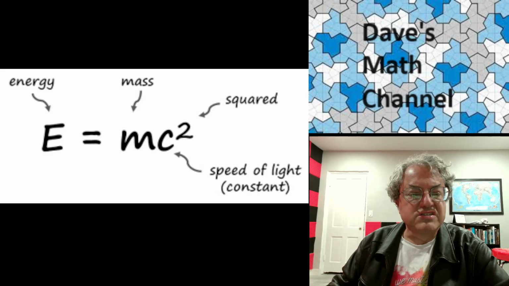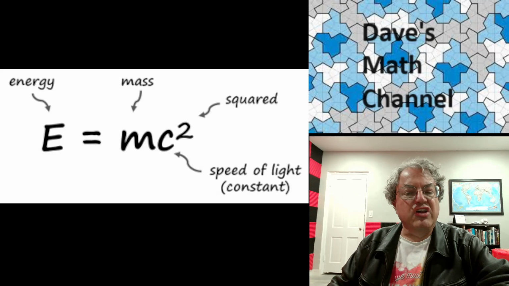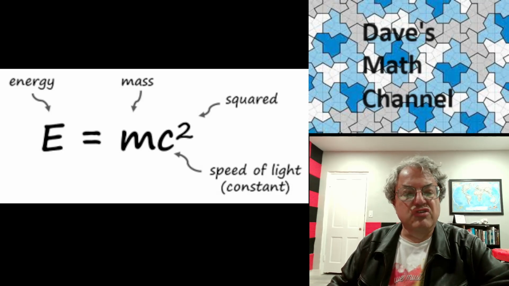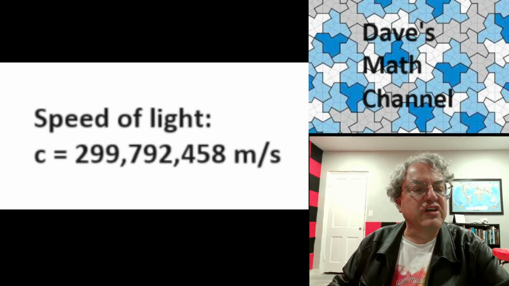And c is the speed of light, and that is a very, very large number, and we're squaring it, which makes it even larger. When you square a large number, it becomes huge. So anyway, here's the speed of light. It has an exact value. This value was actually defined in 1983.